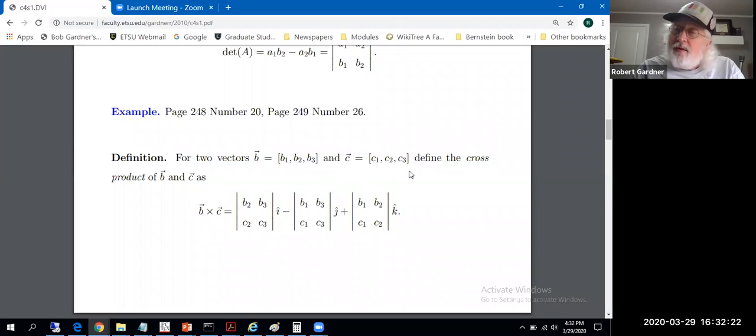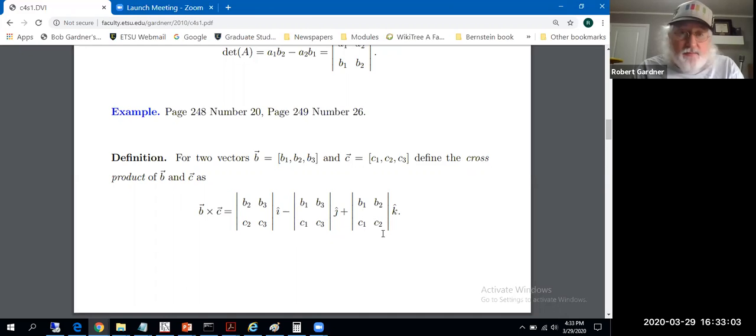And define, you can't argue with it because it's a definition, but we're defining the cross product of B and C using determinants. We're defining B cross C to be the vector with first component, there's an i here, the determinant of the matrix B2, B3, C2, C3. Second component, there's a j vector here, the negative of the determinant of B1, B3, C1, C3. And third component, there's a k here, the determinant of B1, B2, C1, C2.